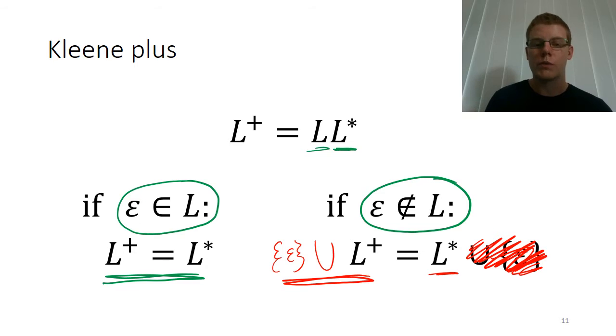So just remember, it looks like the Kleene plus might be significantly different, but the only difference is with respect to whether or not the empty string is guaranteed to be in the result. So when we talk about the Kleene star of a language, that will always contain the empty string. The Kleene plus of a language may or may not contain the empty string, depending on whether or not the original language contained the empty string.